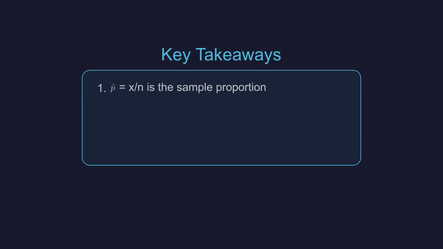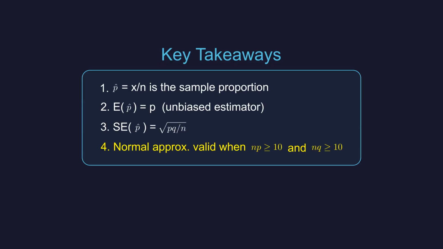Let's recap. The sample proportion p hat equals x over n, its expected value equals p, making it unbiased. Its standard error is the square root of pq over n, and the normal approximation is valid as long as both np and nq are at least 10.